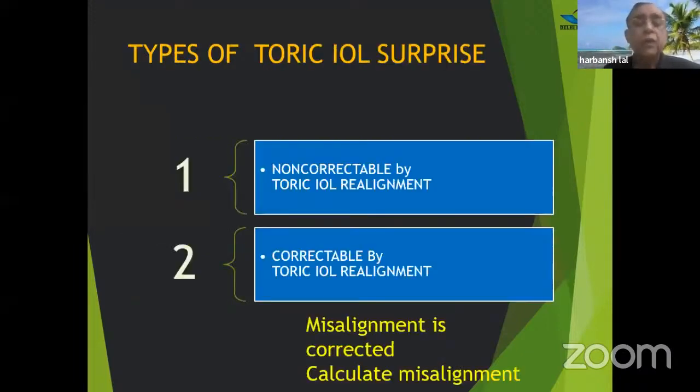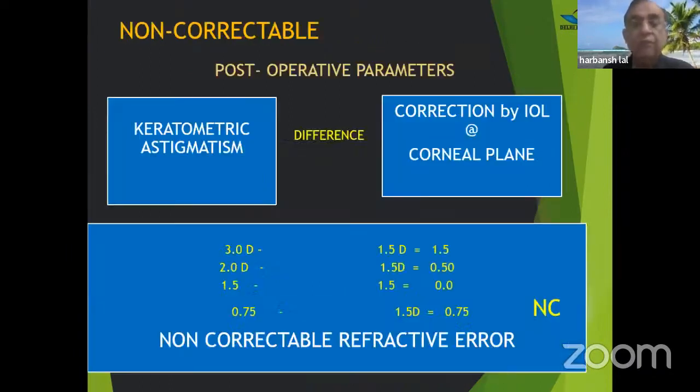So I'll tell you, whenever there is a toric IOL surprise, there are two components. One is non-correctable by toric IOL realignment, and the second is correctable by toric IOL realignment. So first we need to find out what cannot be corrected by even the best of alignment, and then calculate how much is the misalignment.